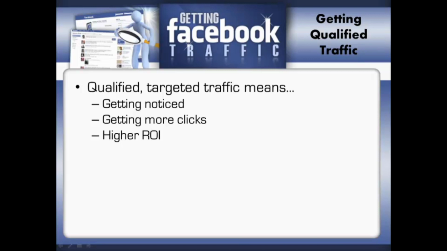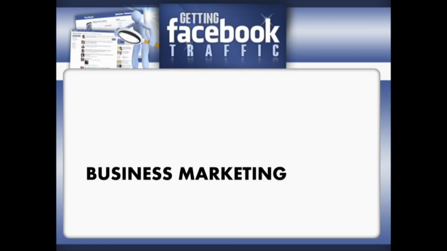Whereas if I had 100,000 people that I knew for a fact were very interested in my product, how many sales do you think I'm going to make? I could make 10,000 sales, 20,000 sales, because these people are interested. They're qualified. It's a higher quality of traffic. And everybody knows, it's better to have qualified traffic than just numbers.